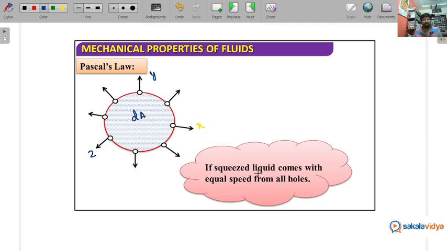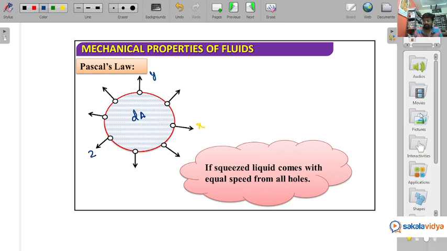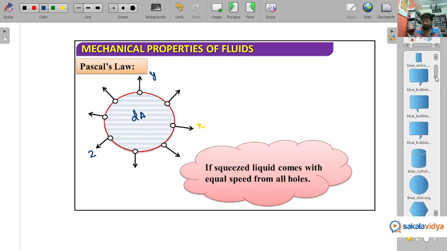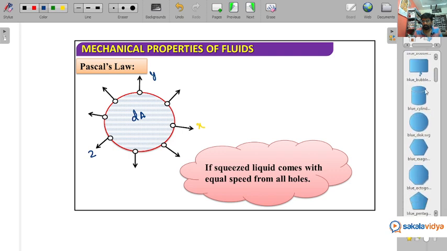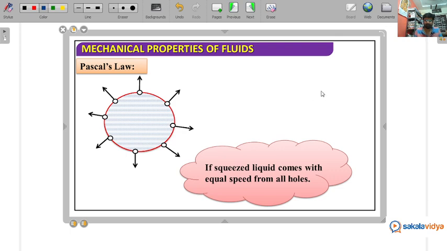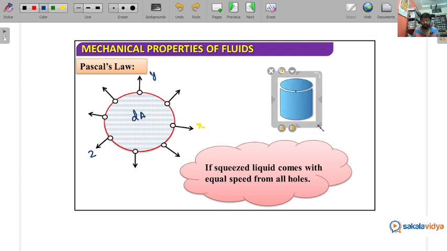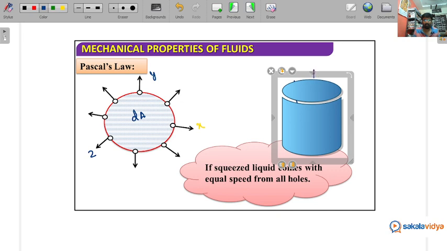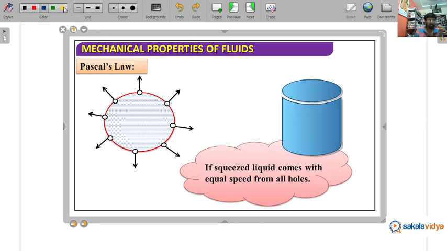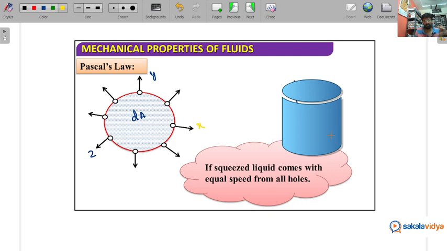If a squeezed liquid comes out with equal speed from all the holes, for that I am going to consider a small cylinder which is filled with juice or a liquid. What I am going to do is make some holes at different locations. So I am going to make a hole here.